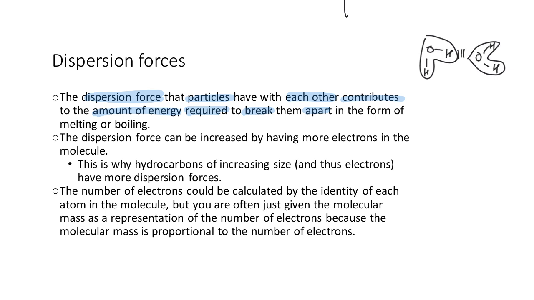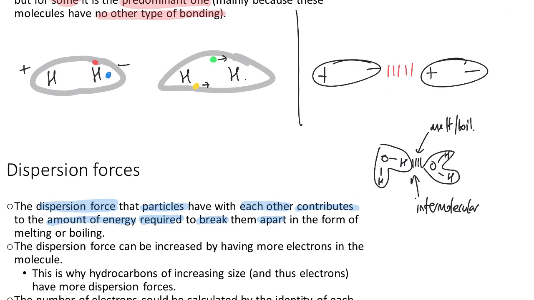The bond between these two here is broken when you melt something or you boil it. Okay, the bond between those two is what is broken between melting and boiling. And this is a bond between two molecules, so this is an intermolecular force. Dispersion is just one type of those intermolecular forces. All right, so it is between the two molecules, and it's generally weak, okay?